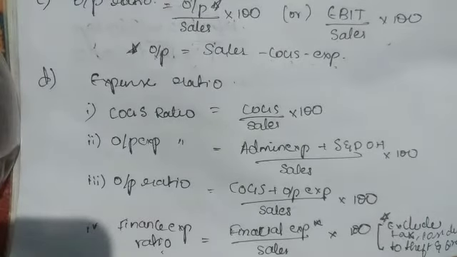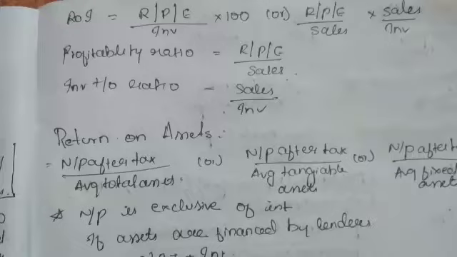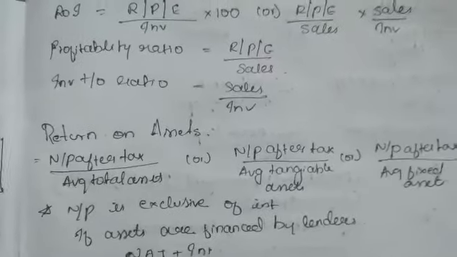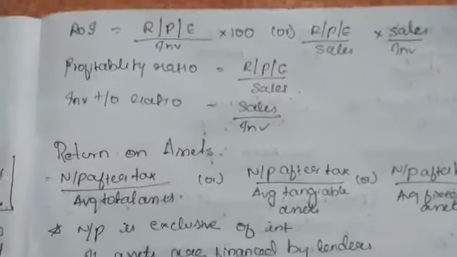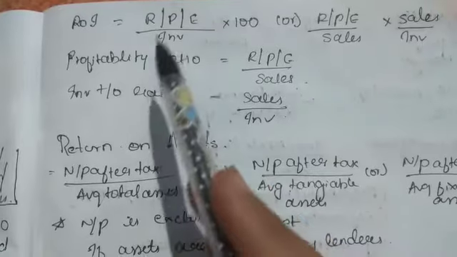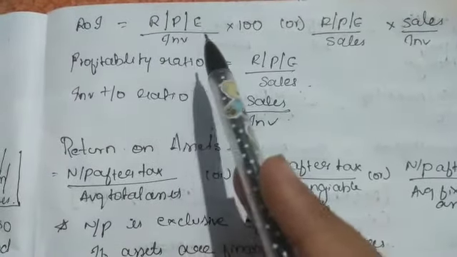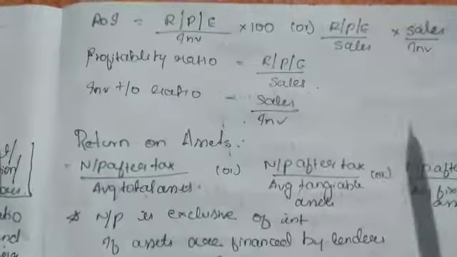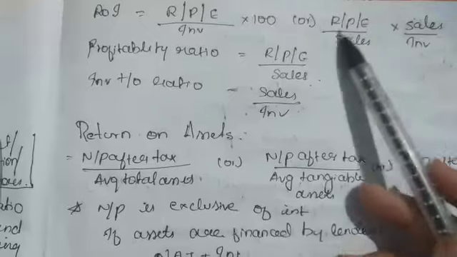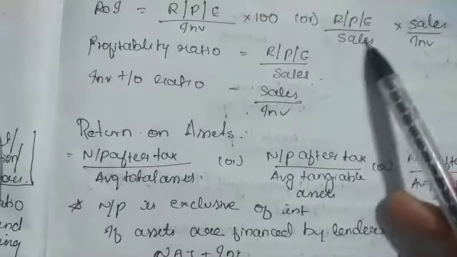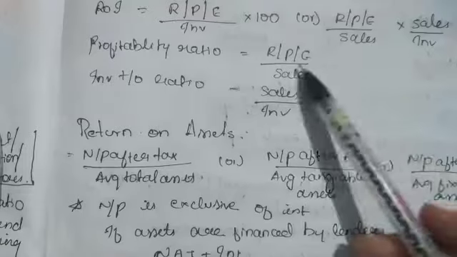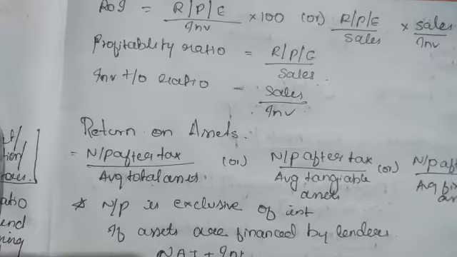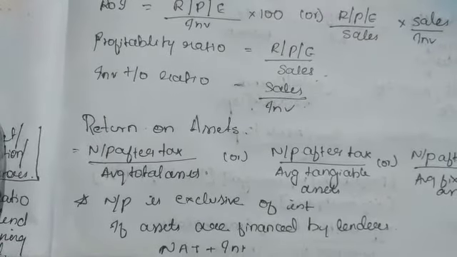These are all based on the sales. Now it is based on the investments or assets. Rate of investment is equal to returns, profits, earnings divided by investment into 100. Or you can use this formula, same thing: returns, profit, earnings divided by sales into sales divided by investment. Sales and sales will get cancelled. Returns, profits, earnings divided by investment will be there.